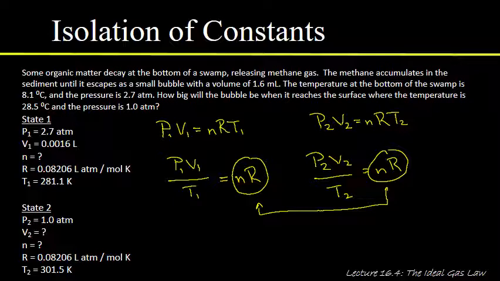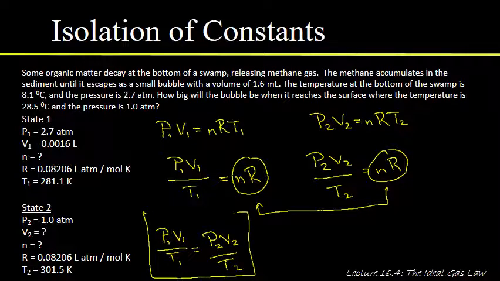And if the thing on the left is equal to N times R and the thing on the right is equal to N times R, then those two things must be equal to each other. So that gives us the new relationship: P1 V1 over T1 equals P2 V2 over T2. And that's the relationship we get between state 1 and state 2. Now all we've got to do is rearrange that algebraically to solve for what we don't know.